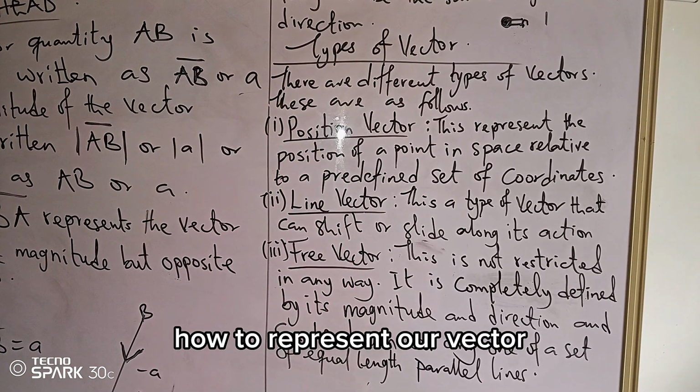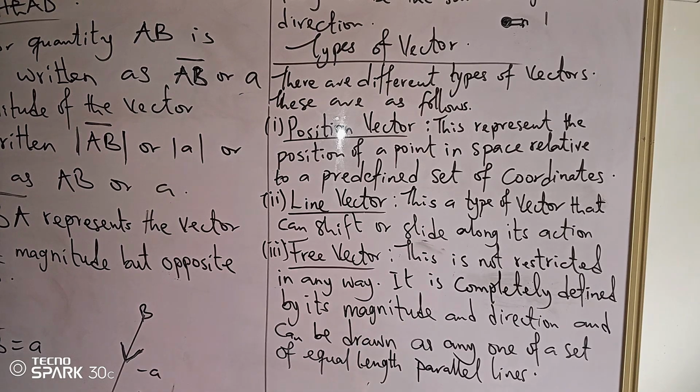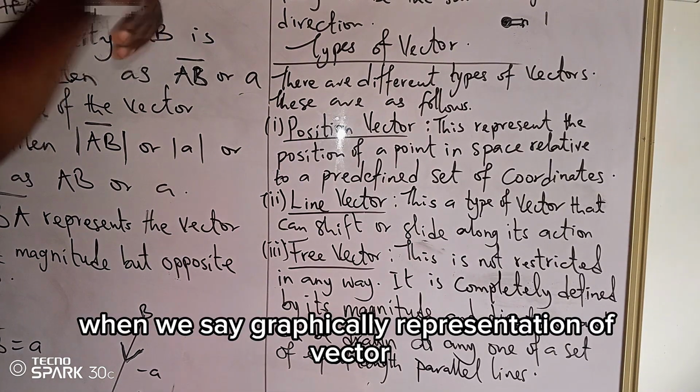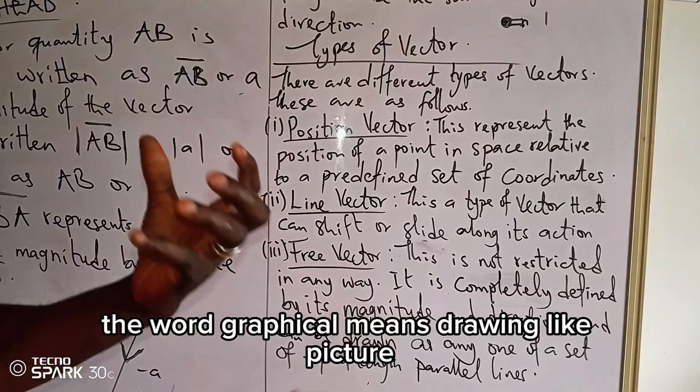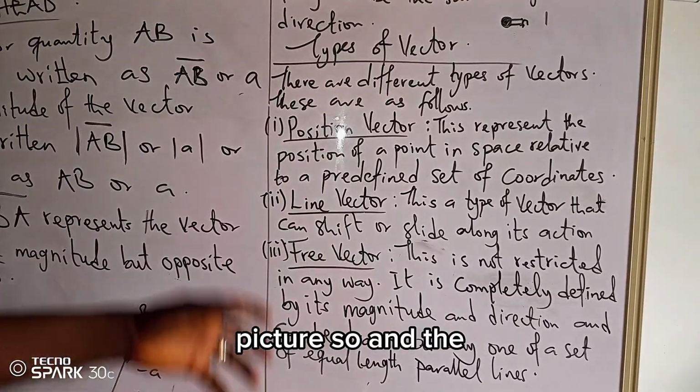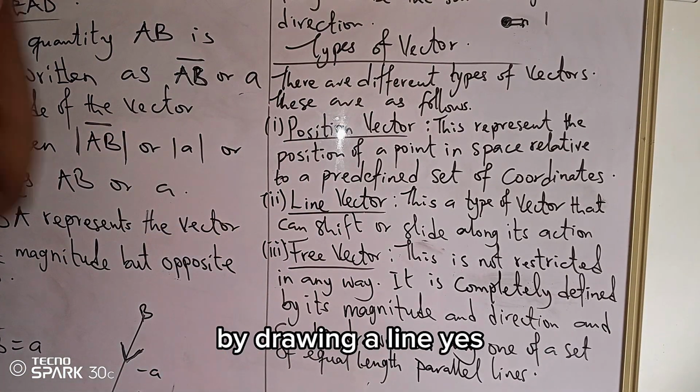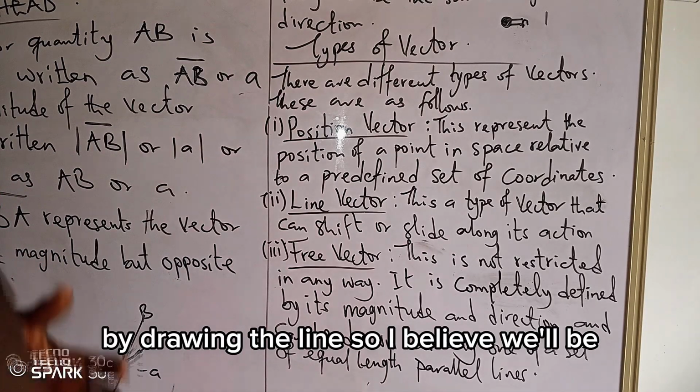So I believe with this short one, we should be able to identify types of vector and how to represent our vector. When we say graphical representation of vector, the word graphical means drawing, like a picture. The graphical representation of a vector is by drawing a line.